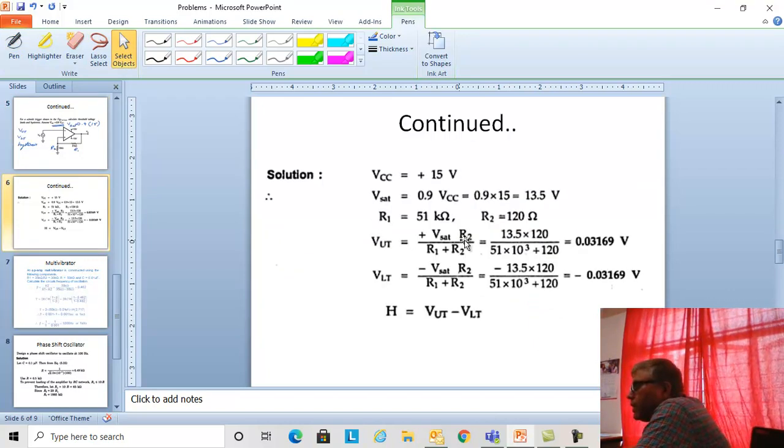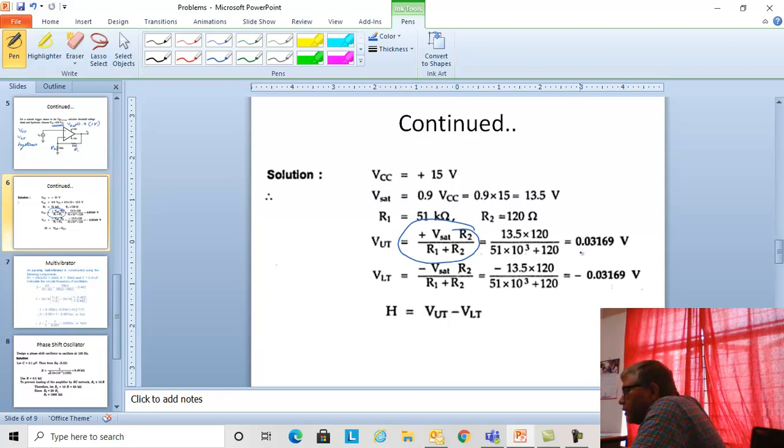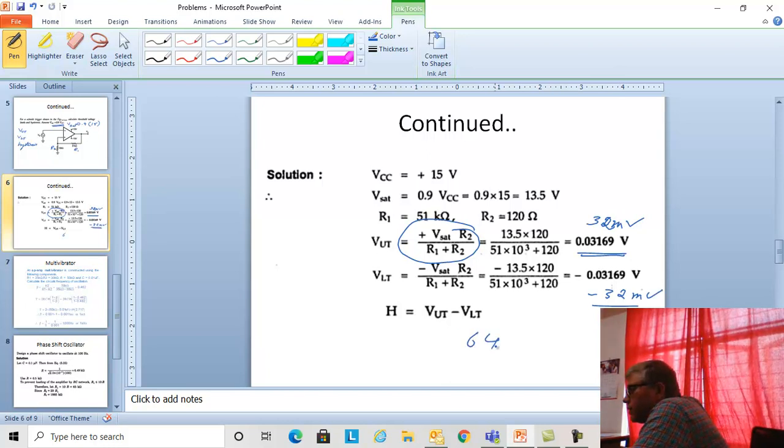So for VUT, same problem, use the same formula and find it. You will get 0.03169, so almost 31 millivolts, and this is minus 31, or we can make it 32 millivolts. So what will be the hysteresis? It will be 64 millivolts as hysteresis.